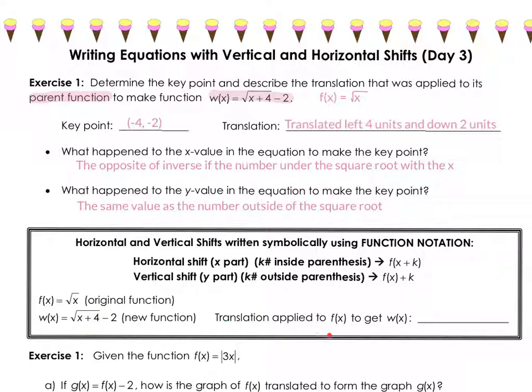The translation applied to f of x to get w of x. So if we use this function notation to write this, what would it look like? Well, what we're doing here is we are using w of x. In place of the x in the f of x function, we're putting this x plus 4, so it would be f of x plus 4, and then we have the minus 2 that's happening here. And we'll explore that more as we continue looking at this function notation idea.